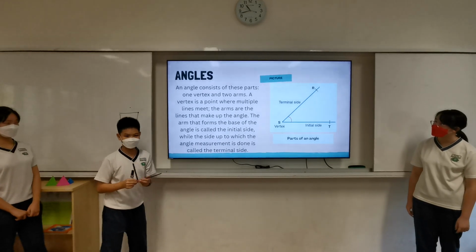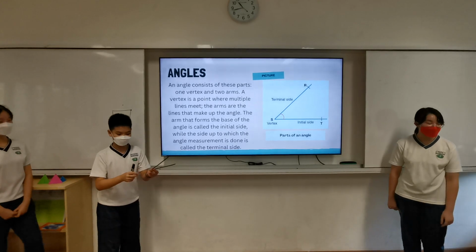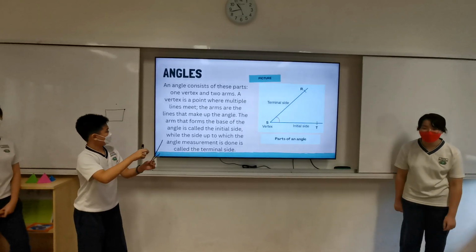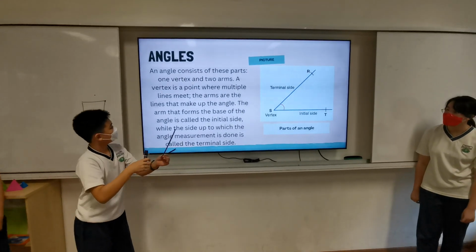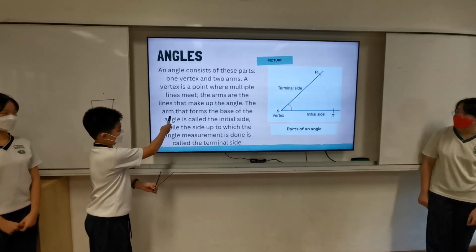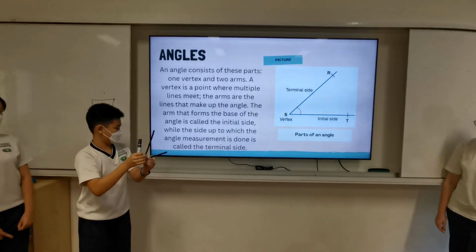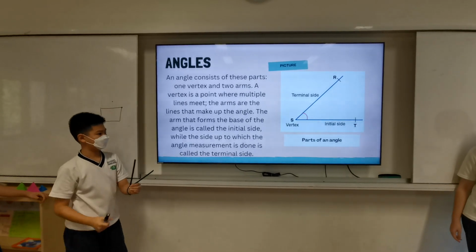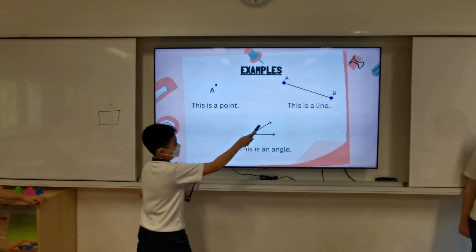So the last subtopic we're talking about is angles. Angles consist of these parts: one vertex and two arms. The vertex is a point where two lines meet here, and the arms are lines that make up an angle. The arm that forms the start of the angle is called the initial side, while the side up to which the angle is measured is called the terminal side. So this is a point, this is a line, and this is an angle.